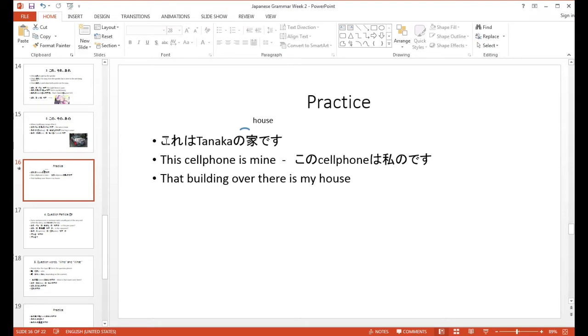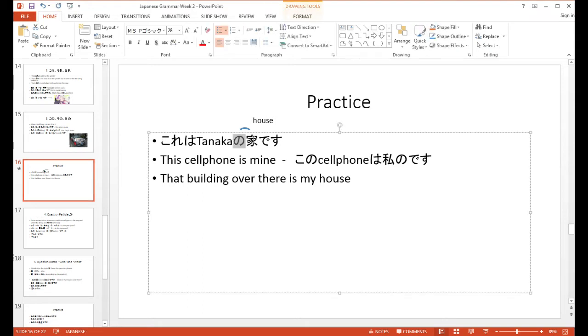Alright, let's do practice. Kore wa Tanaka no ie desu. This is possessive, so this is Tanaka's house. And kore would be like this. So this is Tanaka's house. Yeah. I'll let you guys practice on your own.